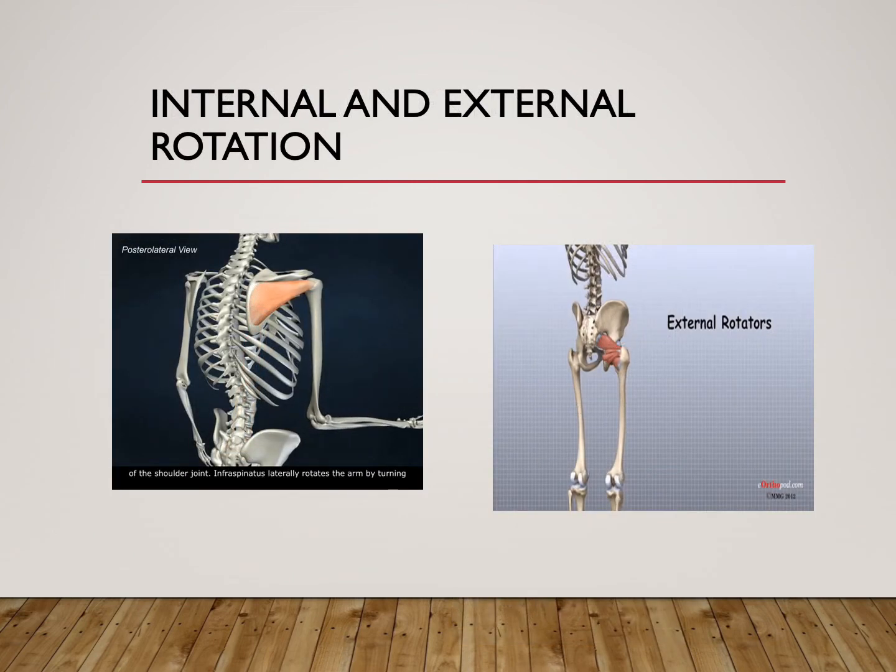Looking into internal and external rotation. Internal rotation is rotating inwards towards the body, and external rotation is rotating outwards away from the body. In this picture, you can see rotation at the shoulder joint caused by internal rotators and external rotator muscles of the shoulder, and in the second pic, you can see rotation at the hip joint caused by internal rotators of the hip, and external rotation is caused by external rotators of the hip joint.